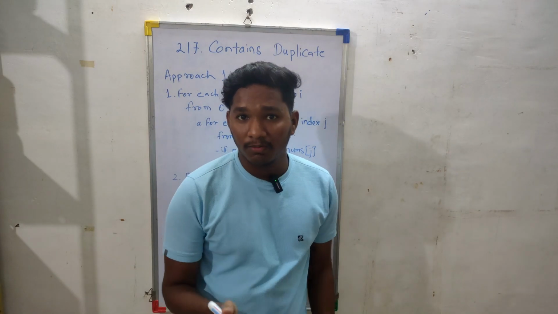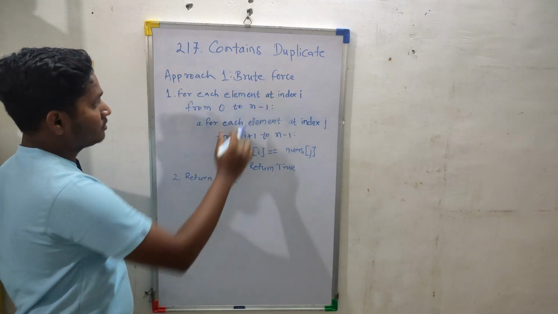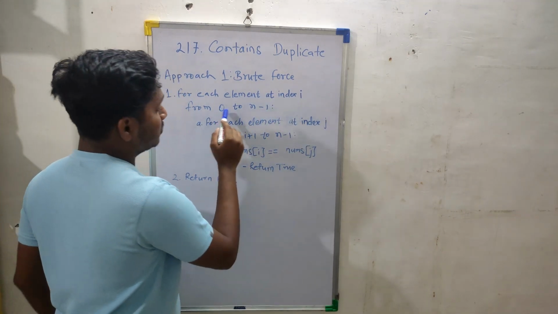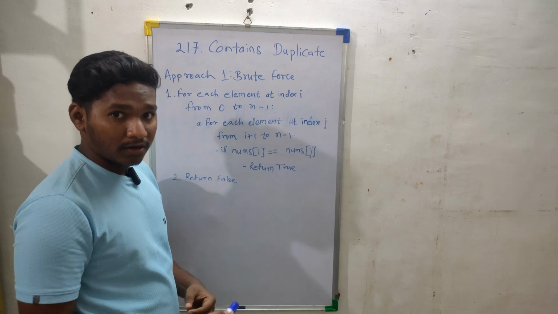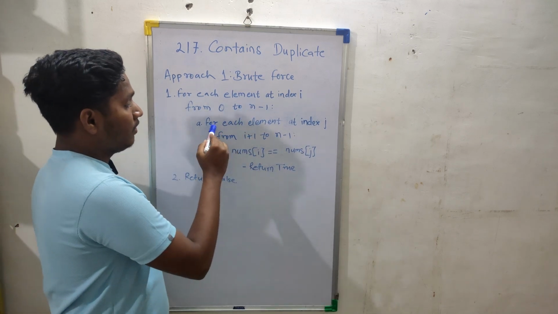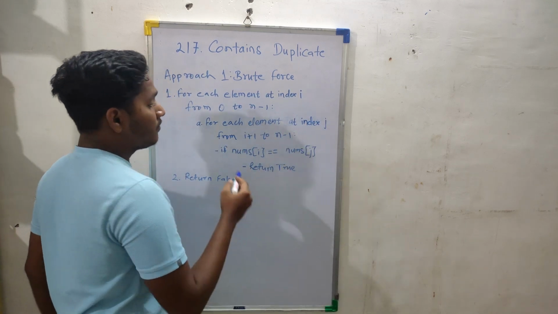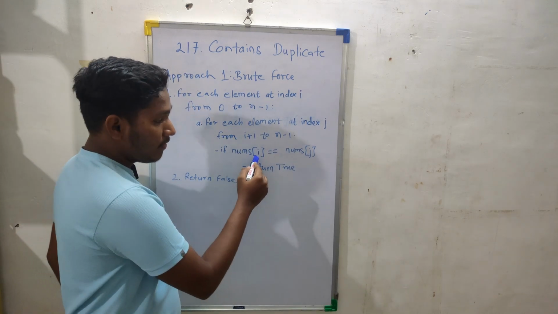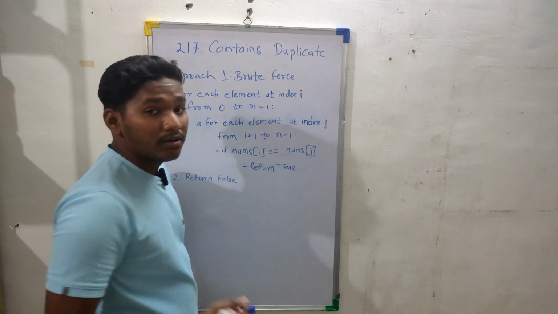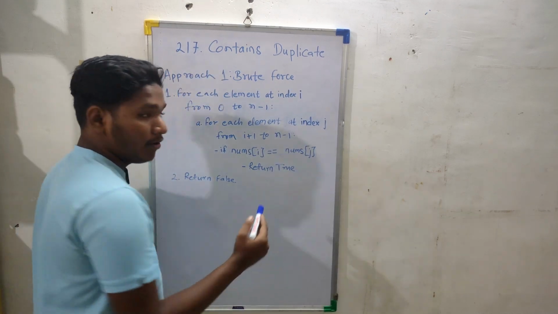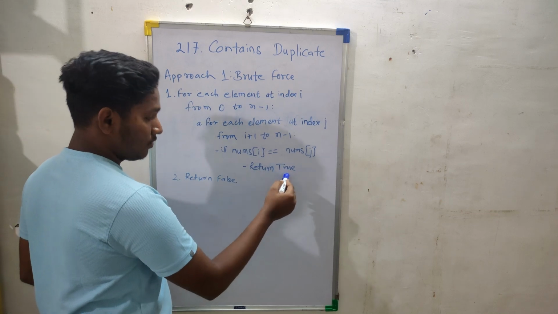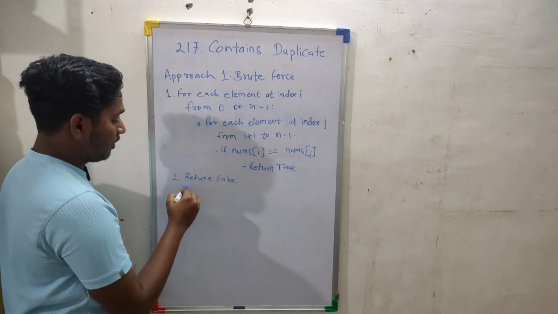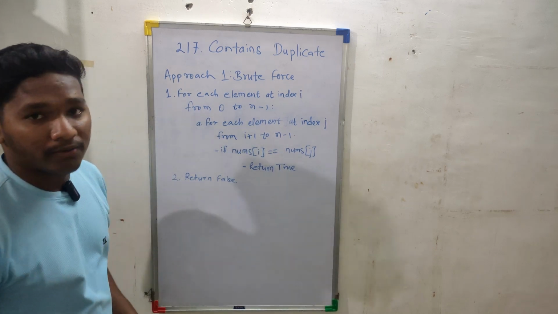So let's see our first approach, that is the brute force approach. In this approach, the first step is for each element at index i from 0 to n minus 1, we iterate again in an inner loop at index j from i plus 1 to n minus 1, and check if nums of i is equal to nums of j. If it is equal, that means we have a duplicate element and we return true. If not, after completion of the for loops we come to the second condition and return false.